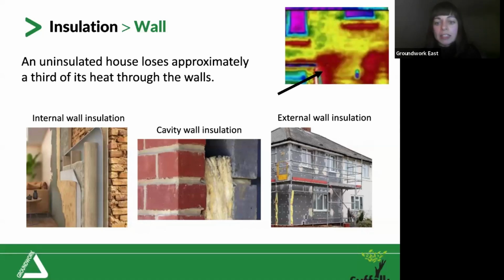The typical costs that you might see for insulation, for about a 3-bedroom semi-detached house, are around £1,200 for cavity wall insulation. If you're looking at external wall insulation, that's about £14,000, and internal wall insulation is roughly £10,000. So you can see there's quite a big cost difference between the three options.